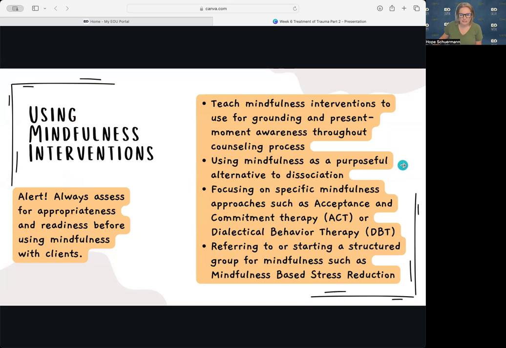So using mindfulness interventions is something that almost any practitioner can do as long as you are familiar with the intervention, you've practiced it, you have a goal in mind, so an intentional use of it, and it's a good fit for your client. So you always do want to assess for appropriateness and readiness because there are times in trauma work that mindfulness feels very unsafe.